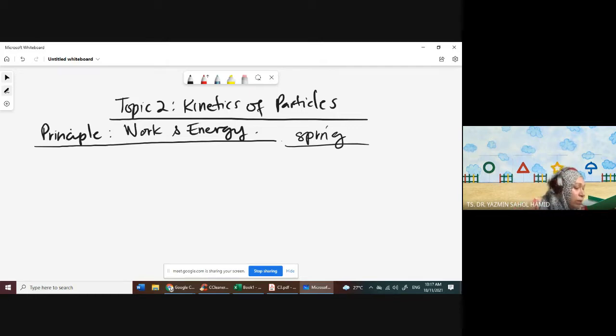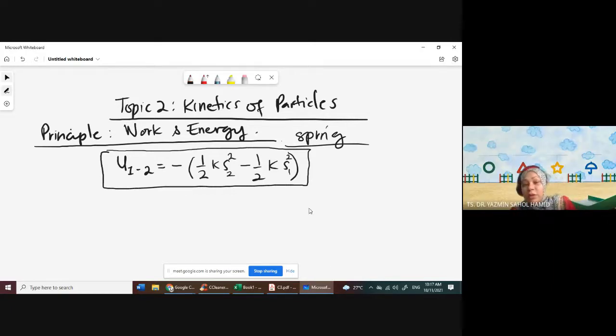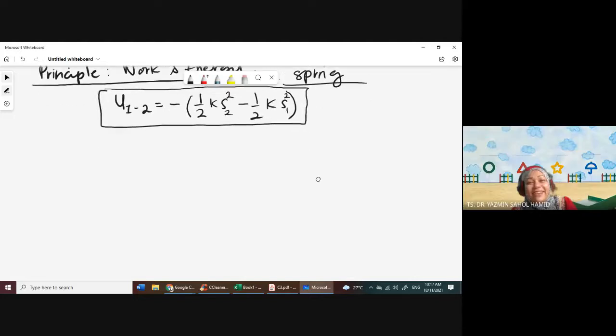Do you remember what is the formula for work due to a spring? Work from 1 to 2 equals negative bracket 1 over 2 ks squared minus 1 over 2 ks squared. But it must be the final minus the initial, and don't forget to square. That is the formula. Am I right, guys? Yes, correct. So now let's do one example on work and energy that involves a spring.